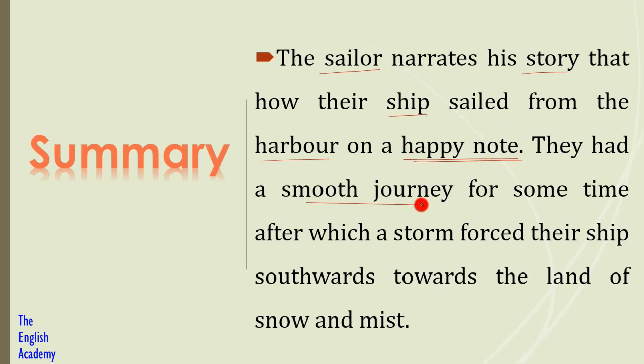They had a smooth journey for some time, after which a storm forced their ship southwards towards the land of snow and mist. For some time, their ship sailed smoothly. There was no problem. But after some time, a huge, powerful wind started blowing and it forced their ship southwards. It pushed the ship towards the south and they reached the land of snow and mist.